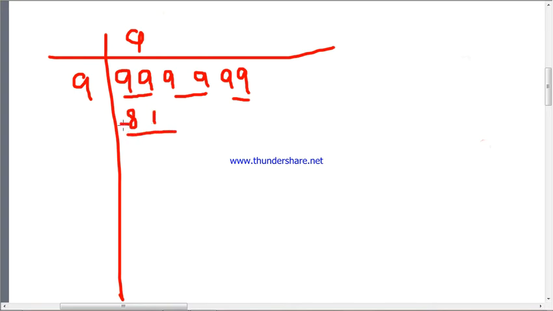Let's subtract this. So you'll get how much? 9 minus 1 will give us 8, and then 9 minus 8 will give us 1. Okay, and let's add this 9 out here: 9 plus 9 equals 18. And let's bring this pair down. You get 9 and 9.